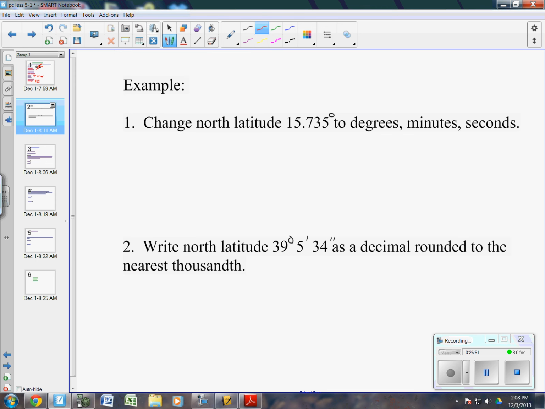Okay, now, like I said, one of the things you're going to do is change decimal degrees. By the way, this is in decimal degrees. And we're going to change it to degrees, minutes, seconds. We usually abbreviate that as DMS.